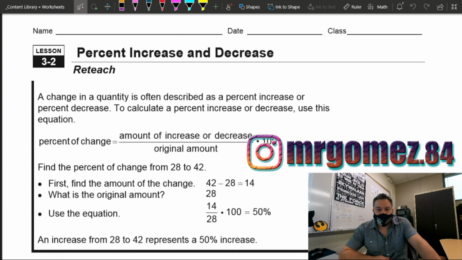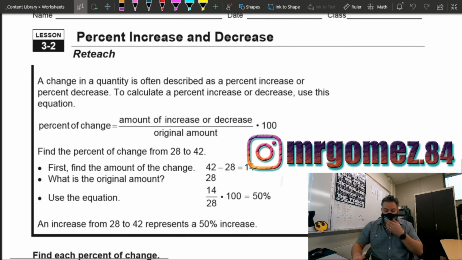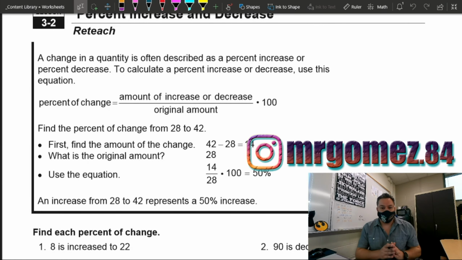This is Mr. Gomez, your favorite teacher in the whole world, and today we're going to be talking about percent increase and decrease, and we're going to split this video into two sections. This is the first section. In this video, we're just going to be focusing on finding either the percent increase or the decrease. And to do that, we're going to use a formula.